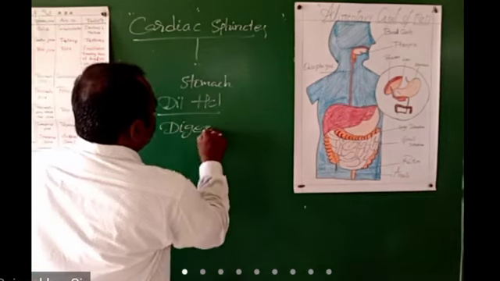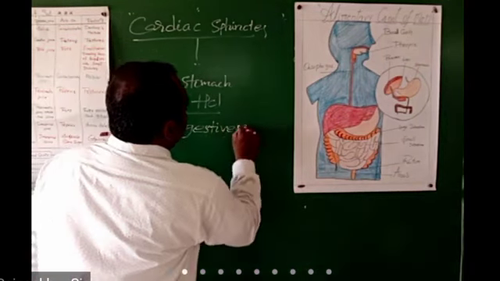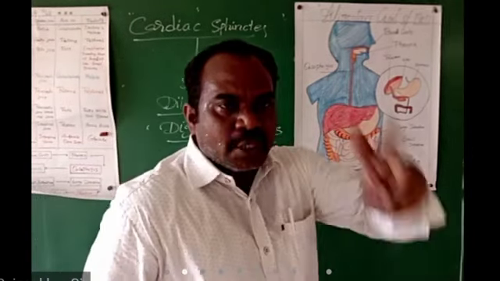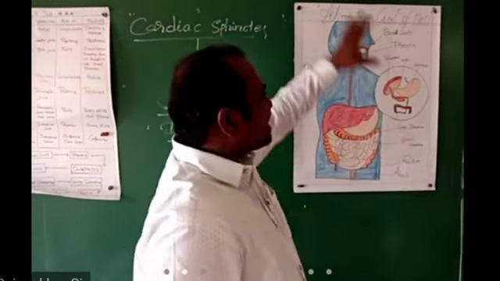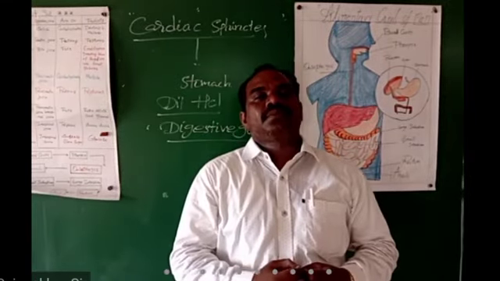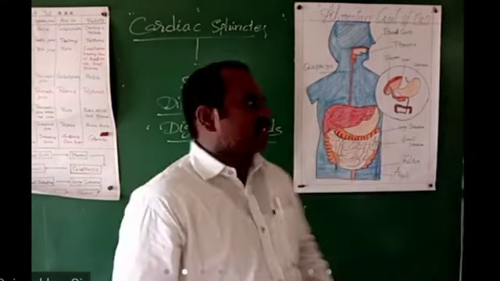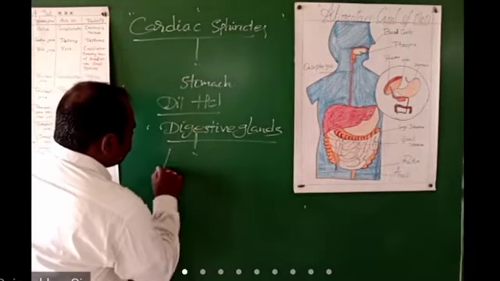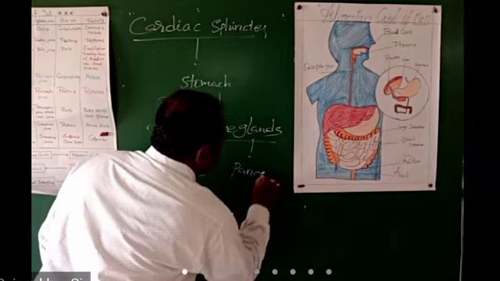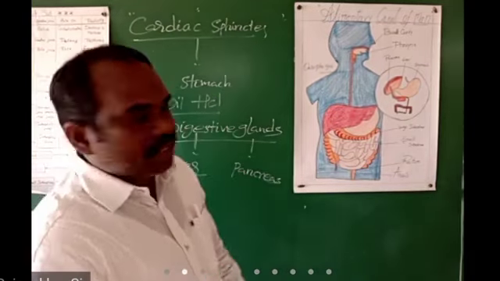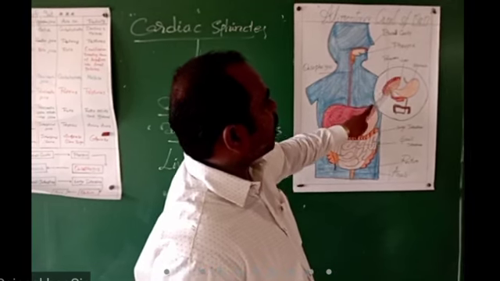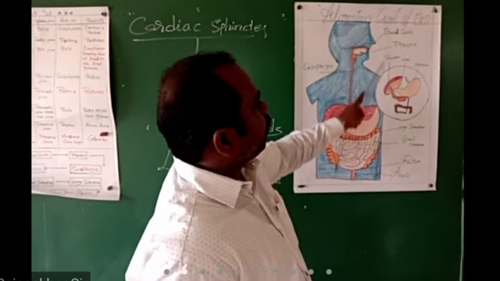Next, digestive glands. Mainly, two digestive glands are present in the alimentary canal of human beings. One is the liver, another one is the pancreas. This is the liver. You can observe the diagram, liver and pancreas.